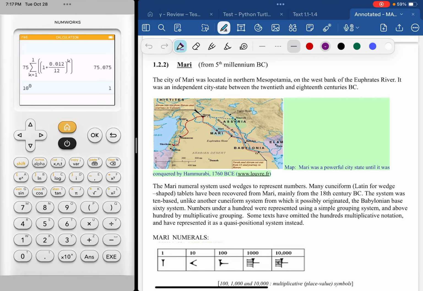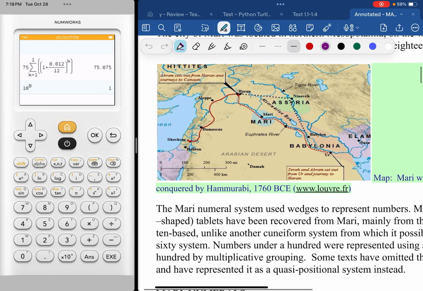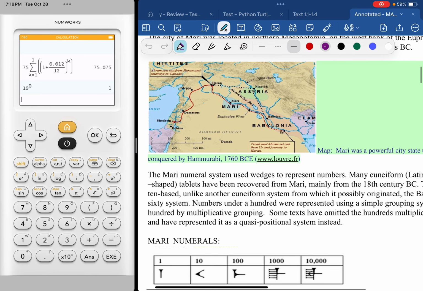All right, so for 1.2.2, from the 5th millennium BC, we have the Mari. The city of Mari was located in northern Mesopotamia on the west bank of the Euphrates River. It was an independent city-state between the 20th and 18th centuries BC. All right, so it gives you an idea of where we're looking.